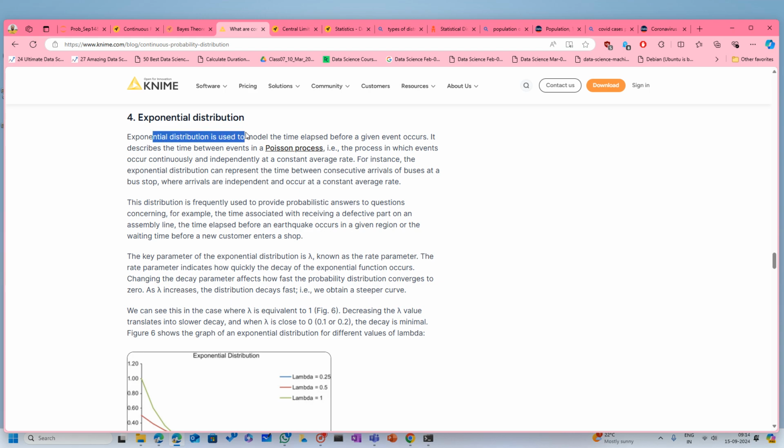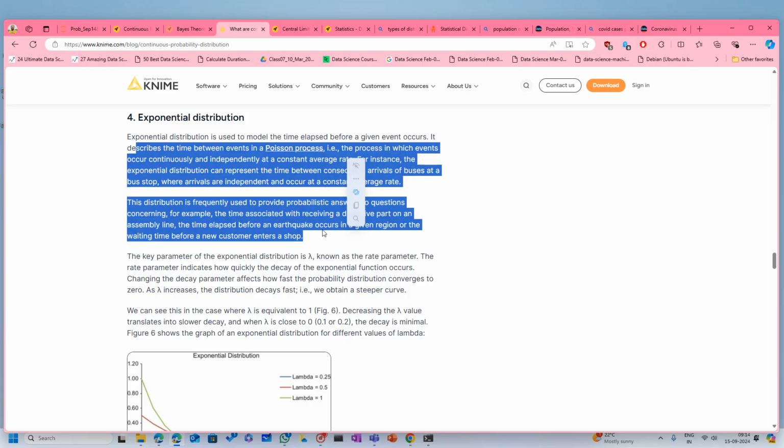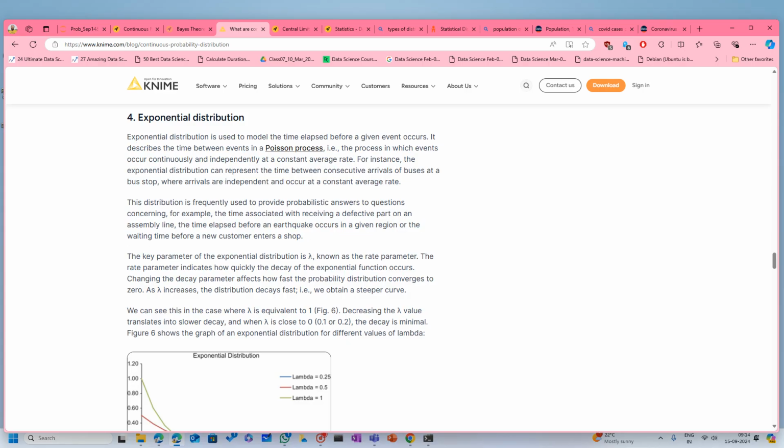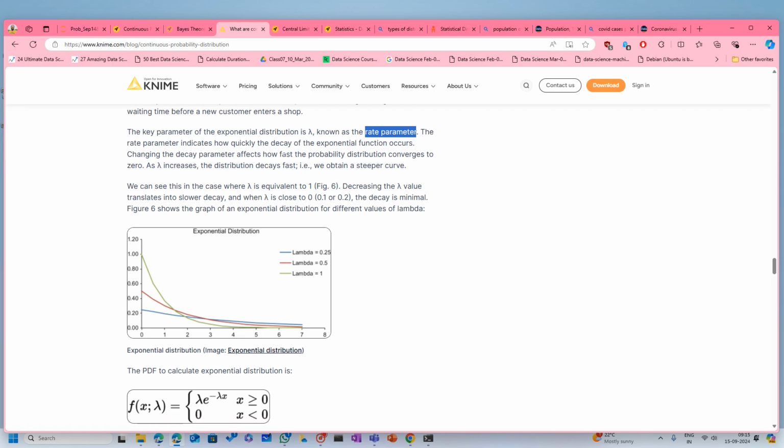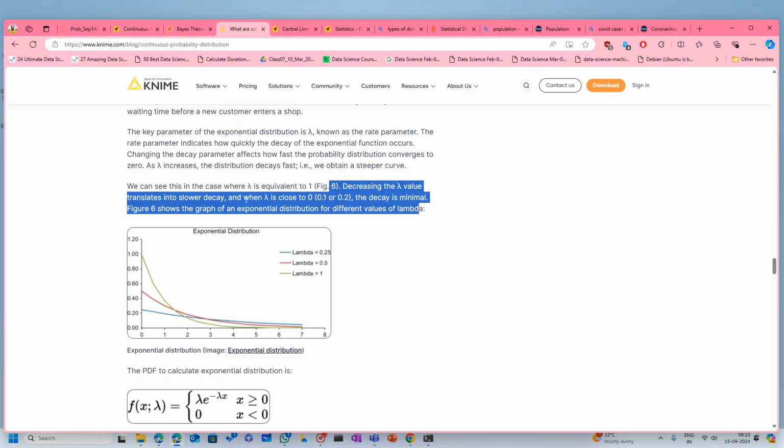For example, exponential distribution is used to model the time elapsed between given events. If you want to calculate the time elapsed for certain events, and what the peak value of the distribution is, how it is increasing, decreasing, all of that, you have certain things here. And again, lambda is the key parameter. We call it the rate parameter or mean average rate. Some places it is represented as lambda, some places as mu.